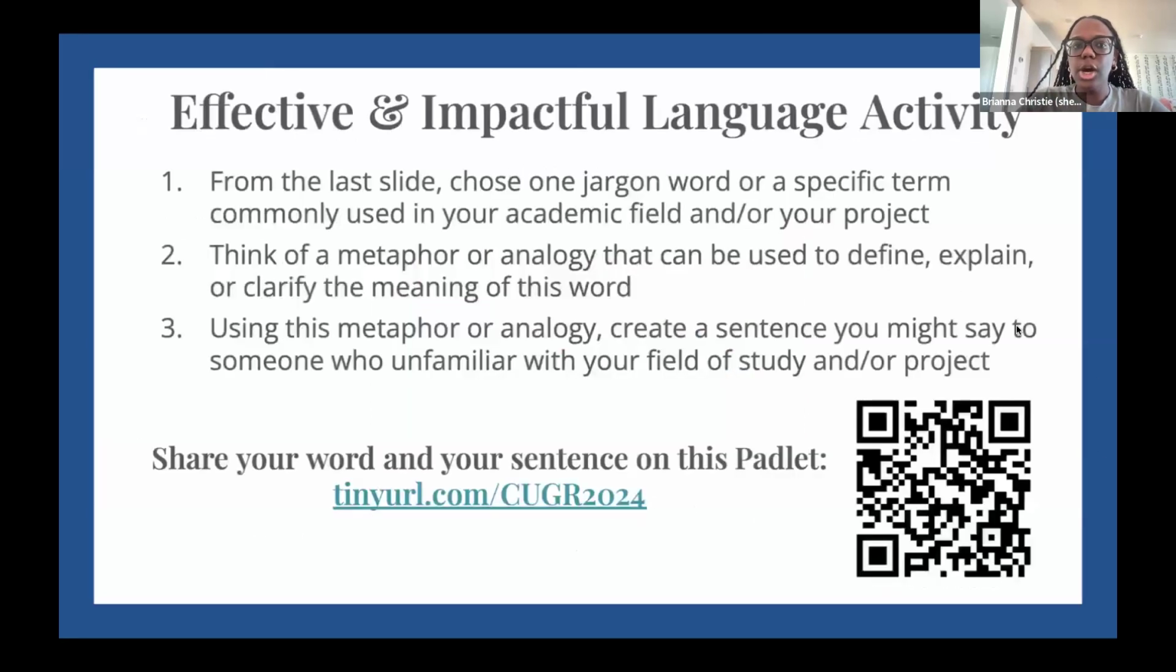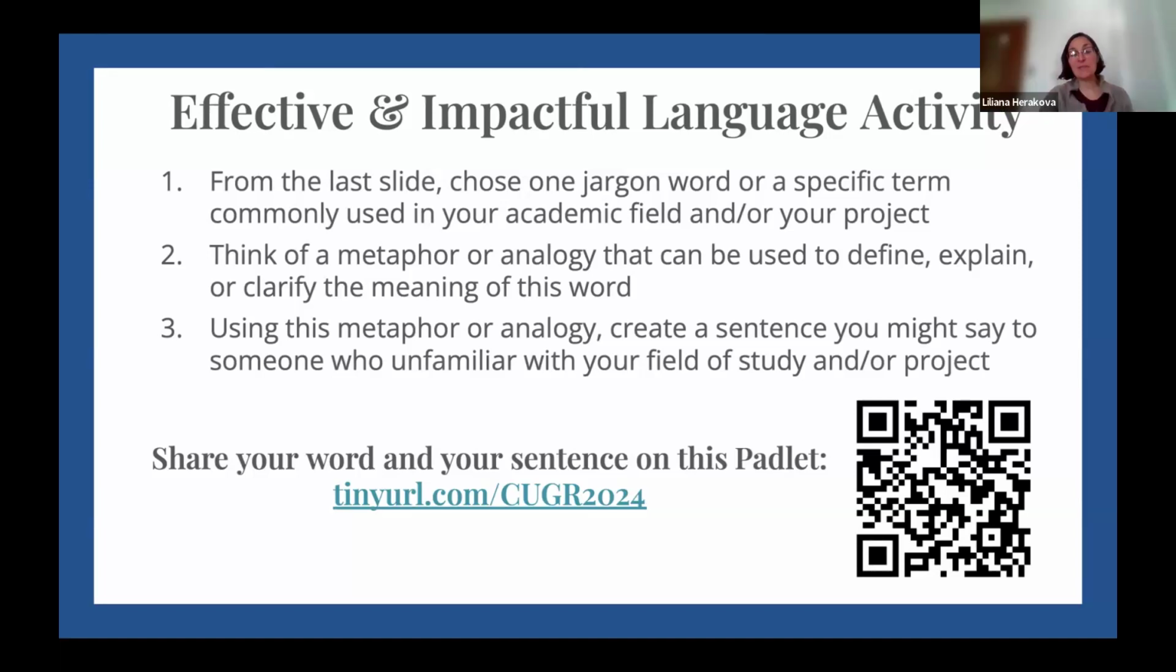All right. And so we're going to pivot into a longer type of activity, just to think about jargon proofing and creating effective and impactful language. And so I'm going to go back to the last slide, but if you're on your phone, or if you have your phone accessible to you, you can scan the QR code to do a Padlet. If not, you can put this in the chat and we'll read it when the time is up for this activity.